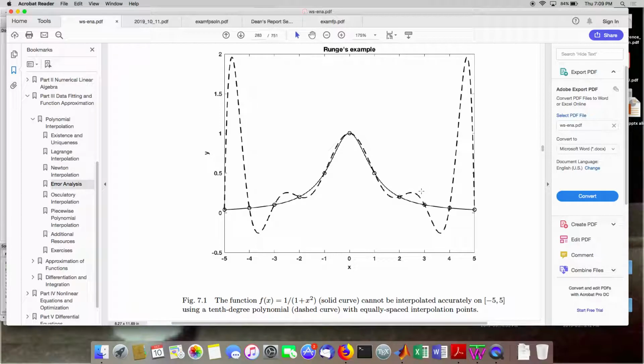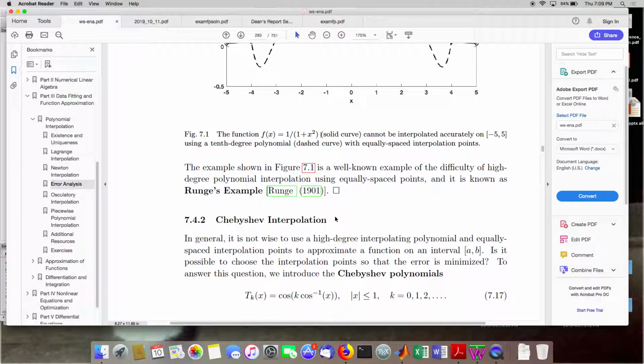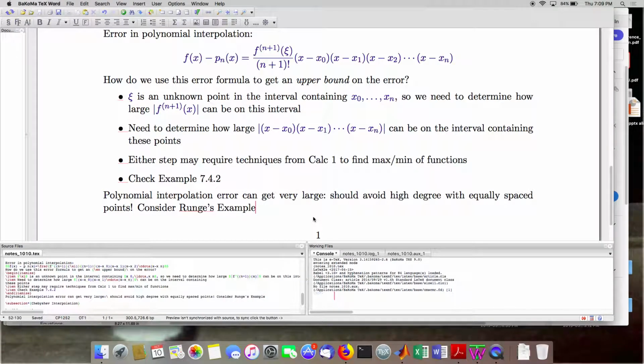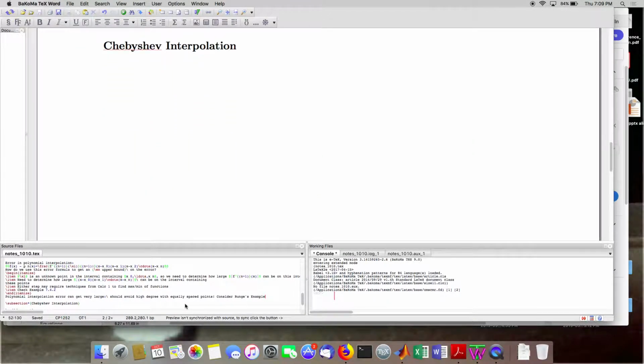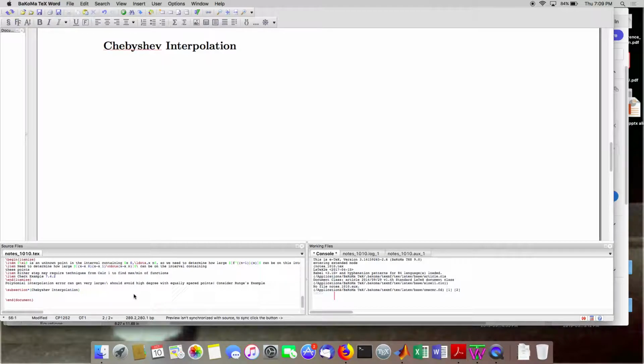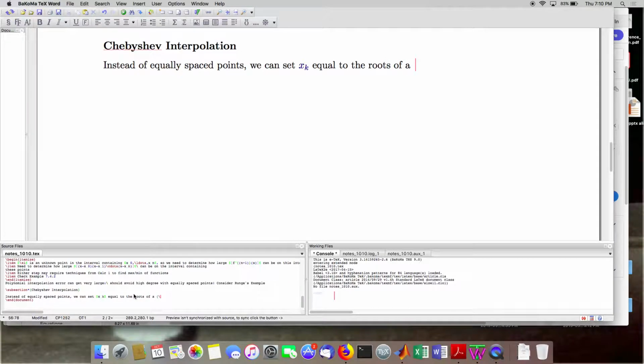But if you're open to something not equally spaced, there is another way to go, which actually works well even for high degree. And that's where Chebyshev interpolation comes into play. So instead of equally spaced points, we can set these interpolation points, the x values, equal to the roots of what is called a Chebyshev polynomial.